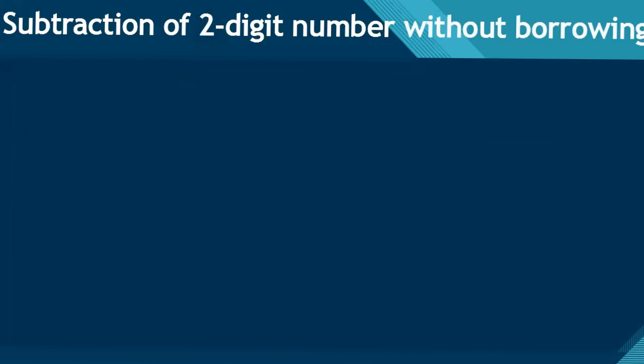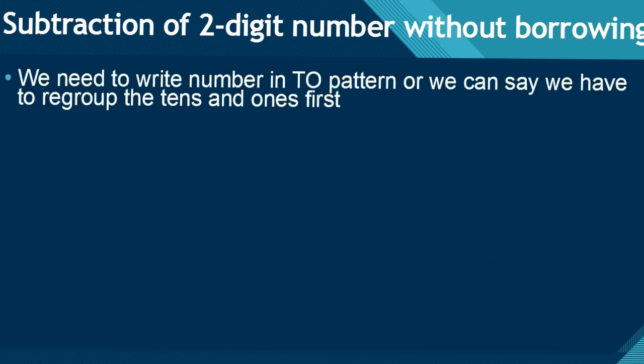It is without borrowing, so no need to learn borrowing here. Similarly, we have to follow some steps to do subtraction. The first step is we need to write the number in TO pattern. TO pattern is the tens and ones pattern that we studied in the previous class and in the previous topic, addition, as well, right? So you know it very well.